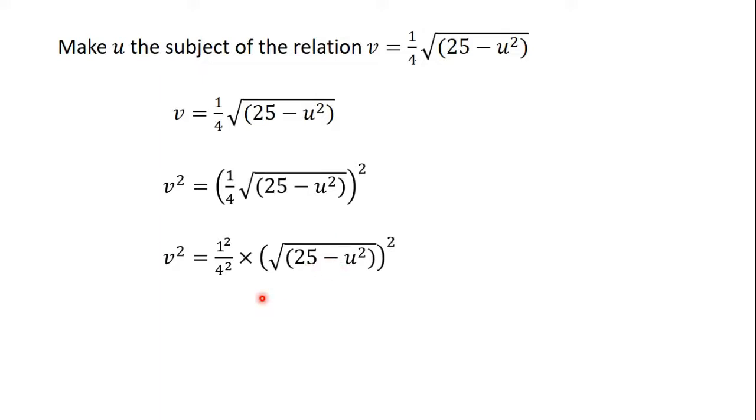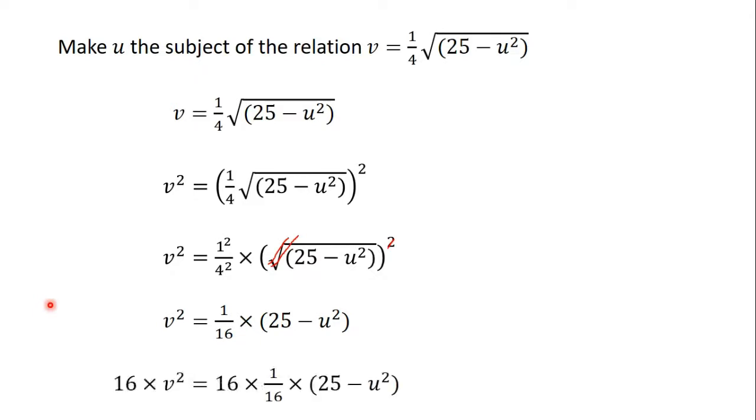Okay, let's move on. This will give us v squared is equal to 1 squared is 1, 4 squared will give us 16 times. Since this is a square root, as soon as you square it, you see that the square is going to cancel the square root. The square will cancel the square root so that you will get what is under the square root sign, which is 25 minus u squared.